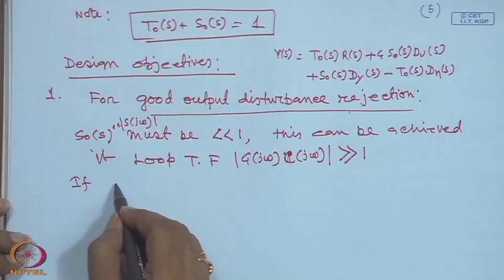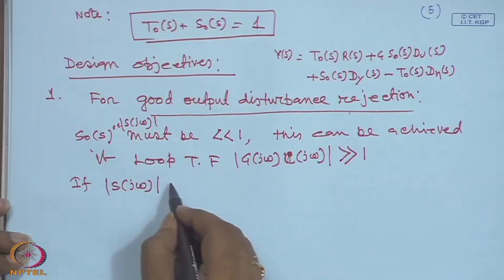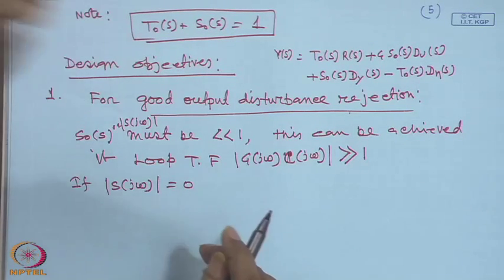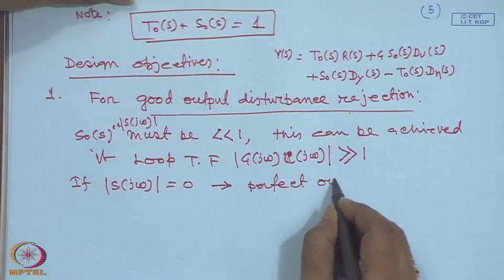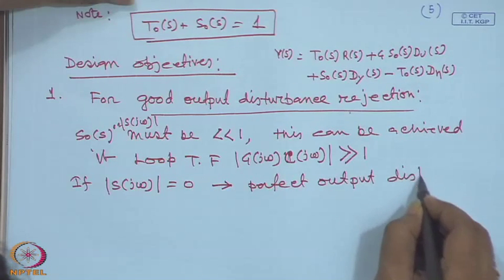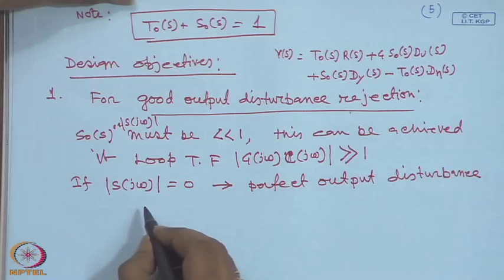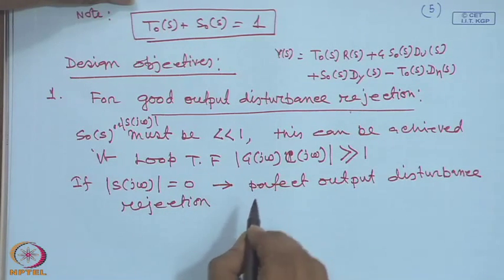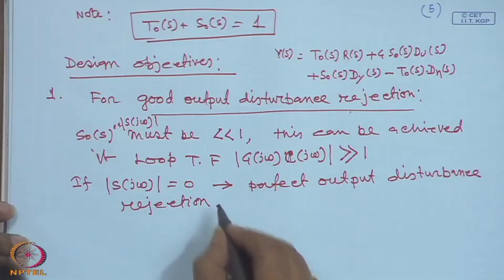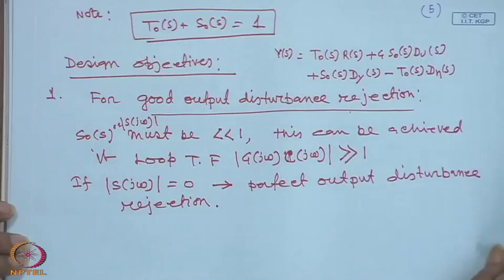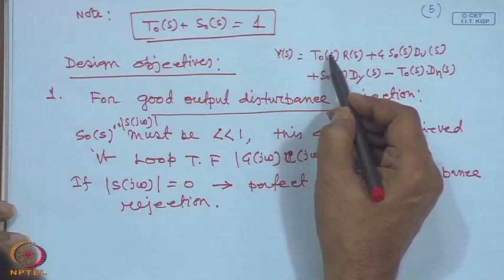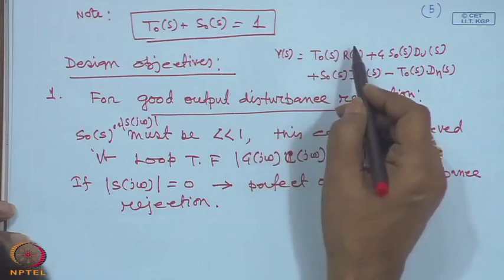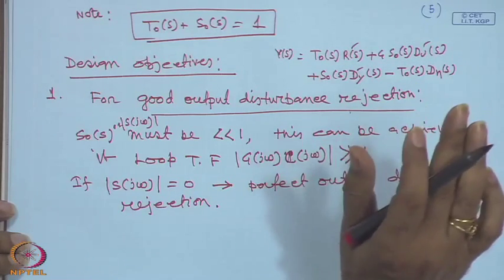If mod of S of j omega is made 0, again at low frequency region, then perfect output disturbance rejection is possible. This is one condition, the output disturbance. Next is good tracking of the reference input: the output should track the reference input. If the output should track the reference input, then T0 of S must be equal to 1. I told you R S, D U, D Y, all are low frequency signals.